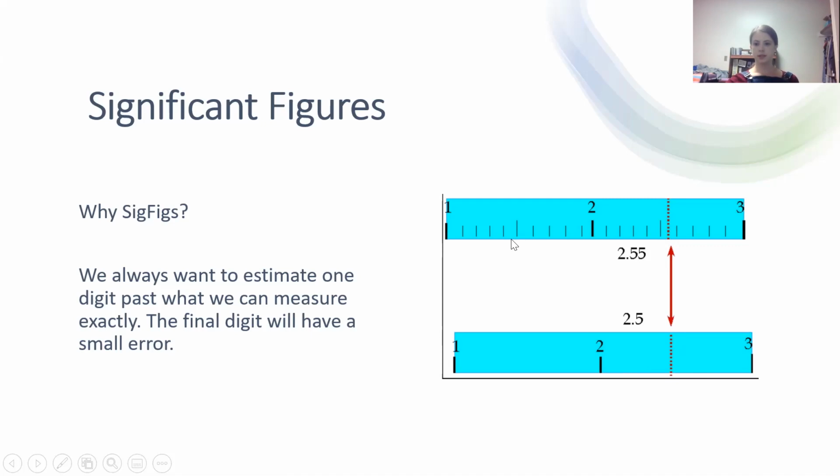Now, this ruler is a bit more accurate. It has smaller measurements. It goes to tenths of an inch or tenths of a centimeter, whichever it is. And so we know it's past 2, and we can see that it's 0.1, 0.2, 0.3, 0.4, 0.5. And you know, it's somewhere between 0.5 and 0.6. So we estimate it's 0.55, 2.55. This last digit that we estimate, we won't know if it's exactly right. So there will be some small error there.